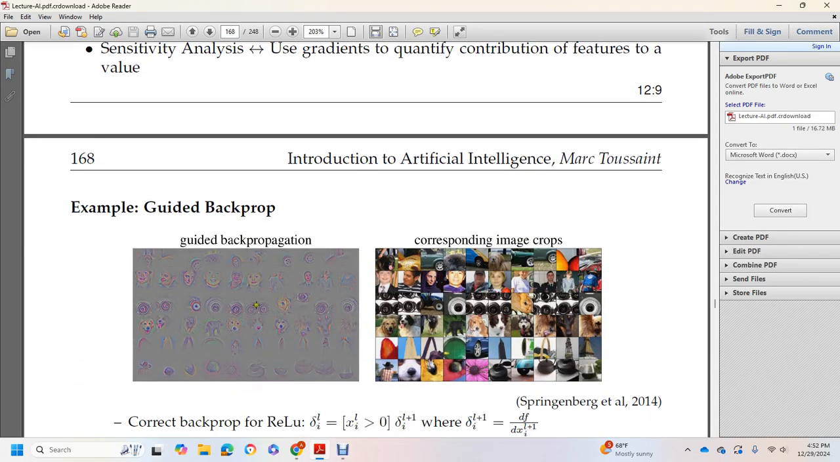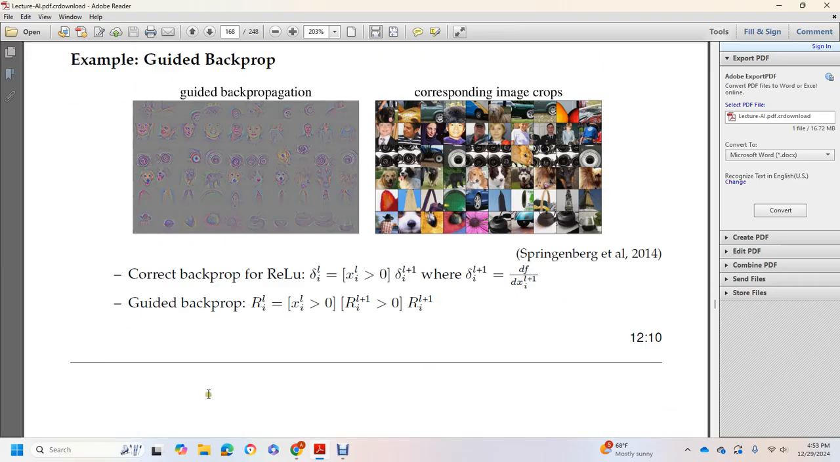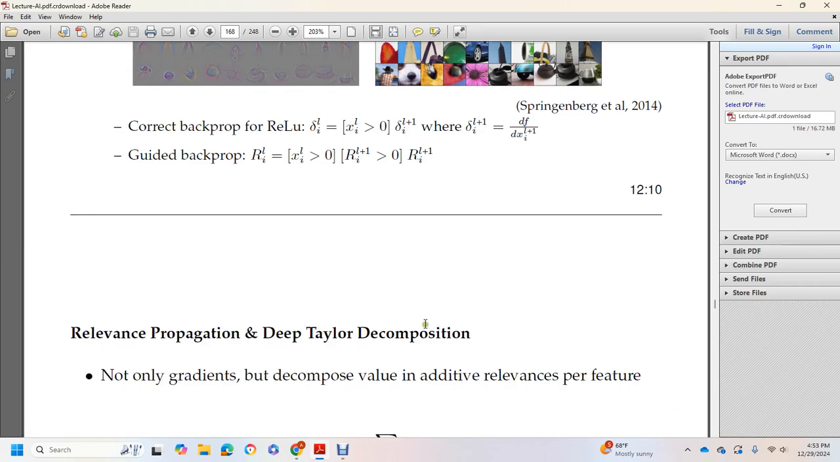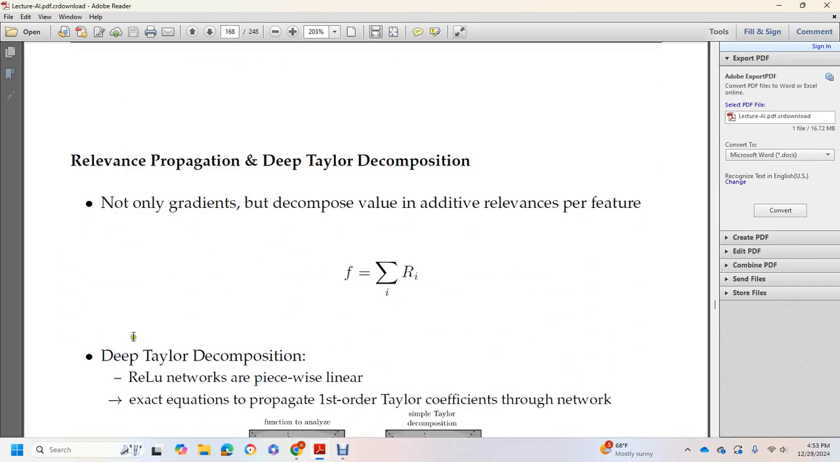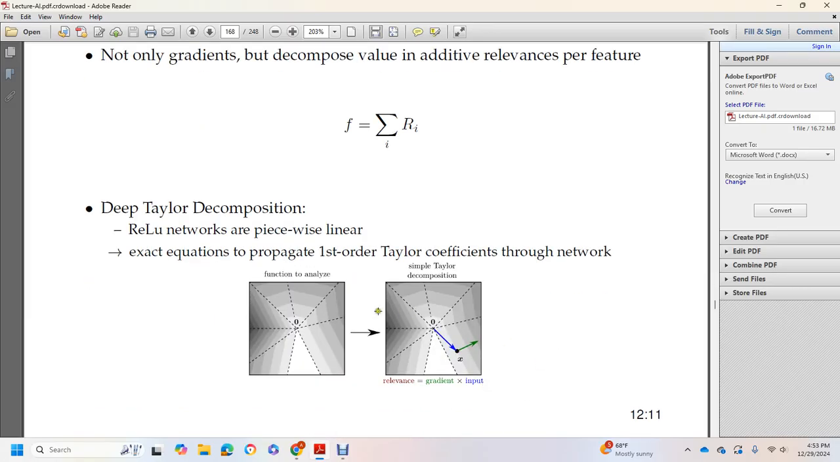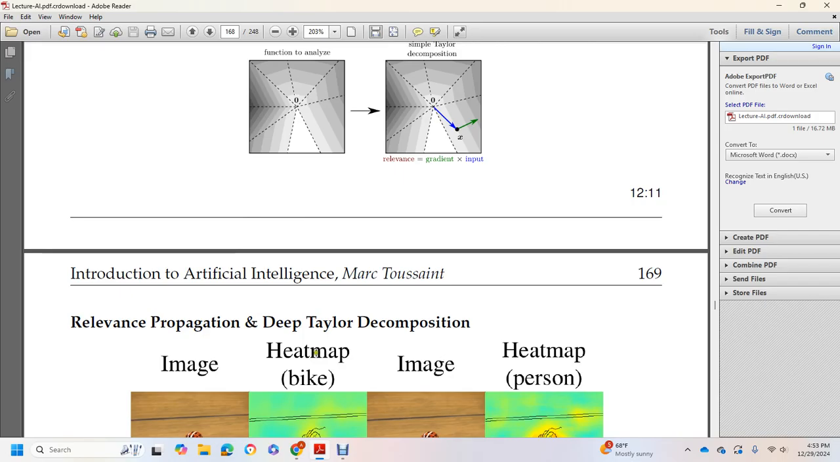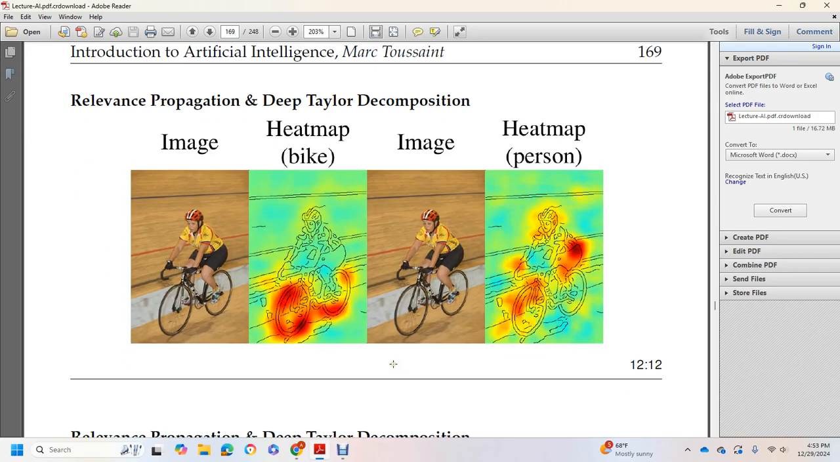Guided backprop: corresponding image crops. Correct backprop with ReLU, correct guided backprop. Relevance propagation: Taylor decomposition only grants a decomposed value with additive relevance per feature. Taylor decomposition for ReLU networks, with piecewise linear equivalent, propagates first-order Taylor coefficients through a network. Functions analyzed with a similar type of decomposition.